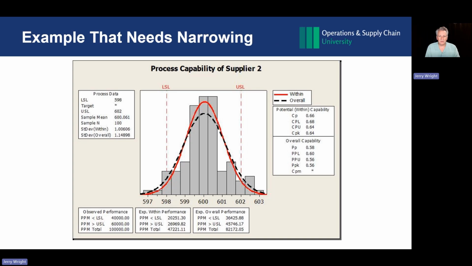So here's an example that needs narrowing. So this happens to be out of Minitab, which is a statistical calculation program that you can use for Lean Six Sigma. The problem with this group, my potential capability is 0.66. So I'm in the, what is that, the 2 sigma level. It's too low. I have too many defects falling below 598 and above 602. This is not going to work.